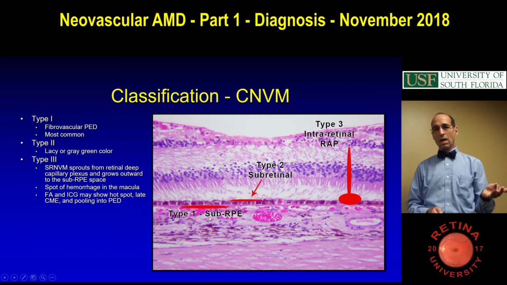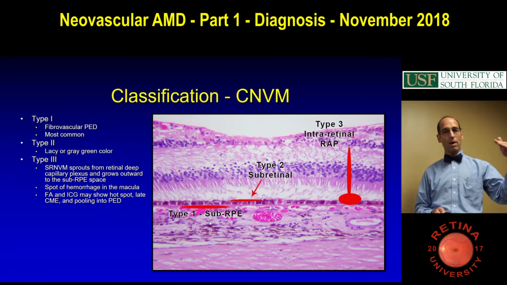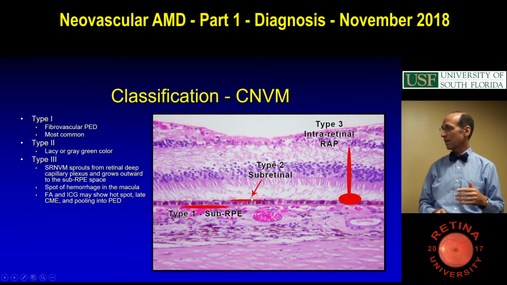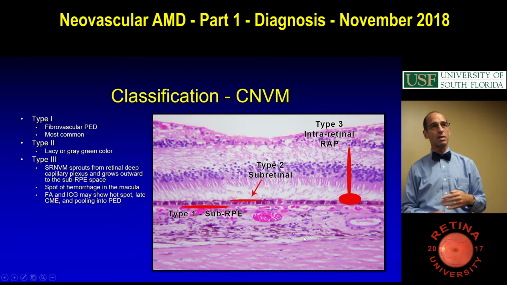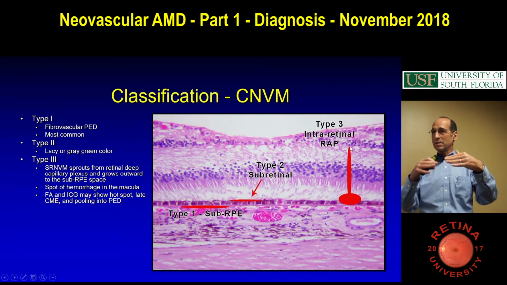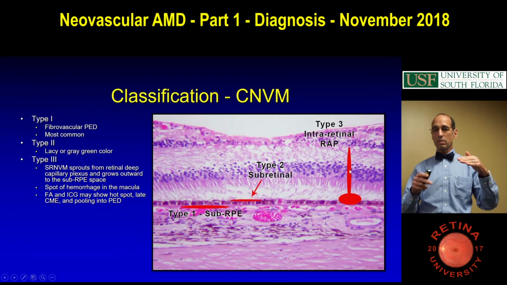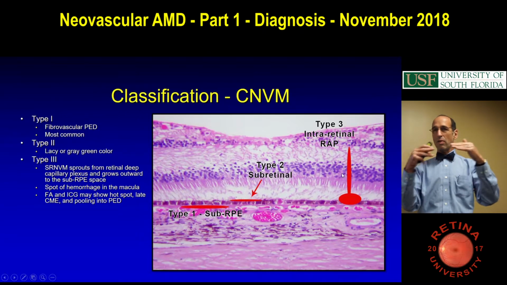This is kind of newer, but now we talk about type 1, type 2, and type 3. So type 1 is when the CNV is under the RPE. That's the one on the left there, that little red circle. I made that myself. And that's most AMD. It's choroidal neovascular membrane that stays under the RPE. Type 2 is where it grows sort of through Bruch's membrane and ends up subretinal.